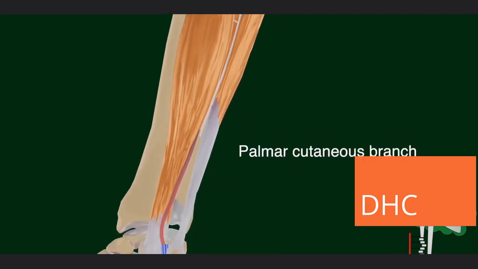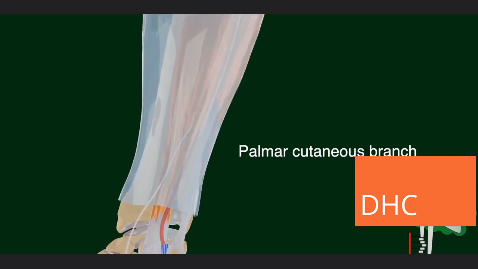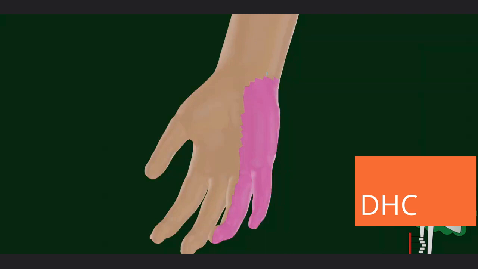The ulnar nerve also gets closer to the ulnar artery as it moves distally. The palmar cutaneous branch branches off from the main nerve proximal to the wrist, where it penetrates the muscle and the deep fascia to provide sensory innervation to the palm. Specifically, it innervates the ulnar side of the palm.